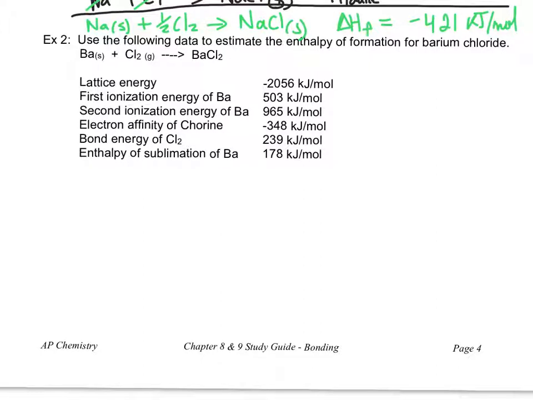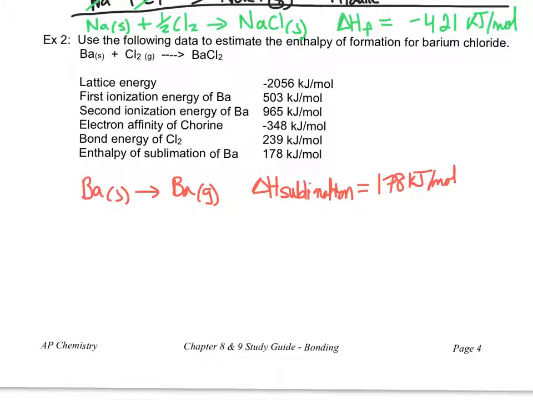Let's try another example. This time we're going to calculate the enthalpy of formation of barium chloride. So barium is a solid at room temperature. Chlorine, we said, was a diatomic gas. And we're trying to form 1 mole of barium chloride. So first, we're going to start by preparing our solid metal. So first we're going to sublimate it. So let's write the sublimation equation. So we took barium solid, turned it into barium gas, and again, that would be an endothermic process. The delta H of sublimation is 178 kilojoules per mole.